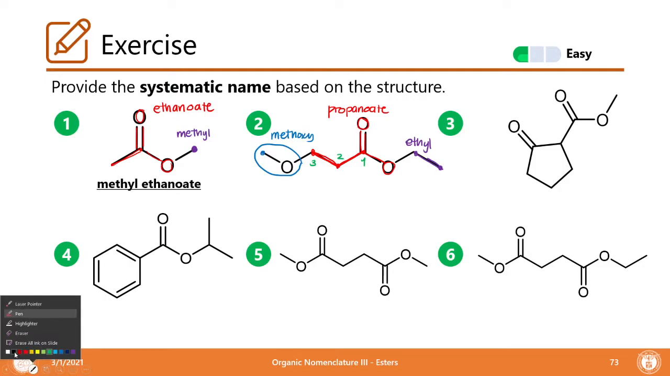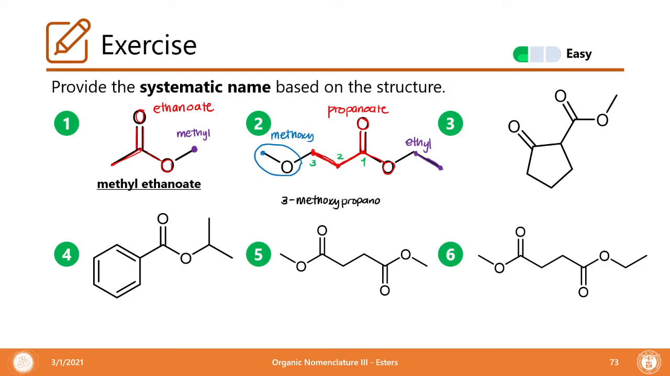So let's try assembling the name. We should get 3 methoxy propanoate. That's our second name. But the first part of our name, or the first word of our systematic name, must start with the ether connection. So we use ethyl at the start. And there's a space, emphasis, there's a space between ethyl and the parent, the other parent chain. So ethyl space 3-methoxy propanoate.